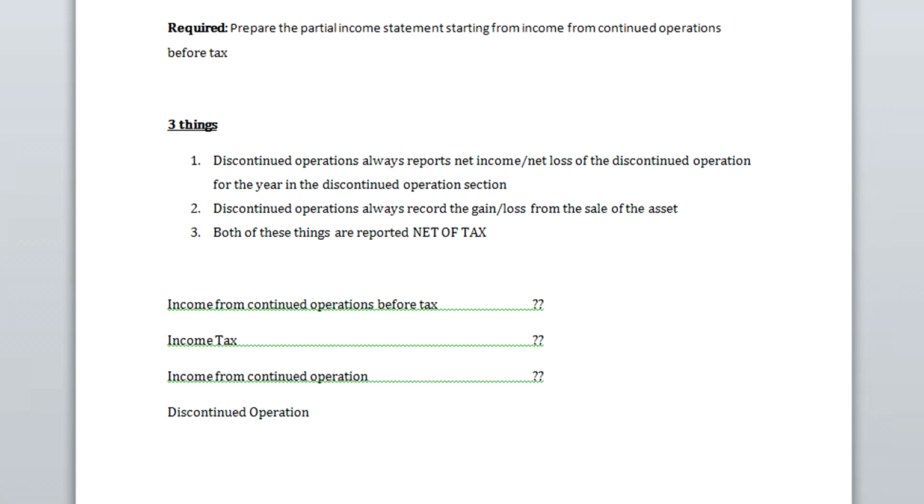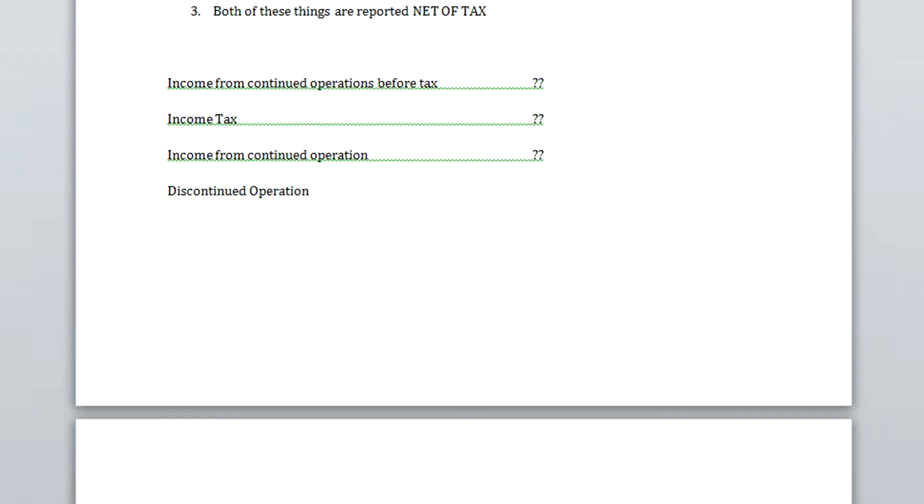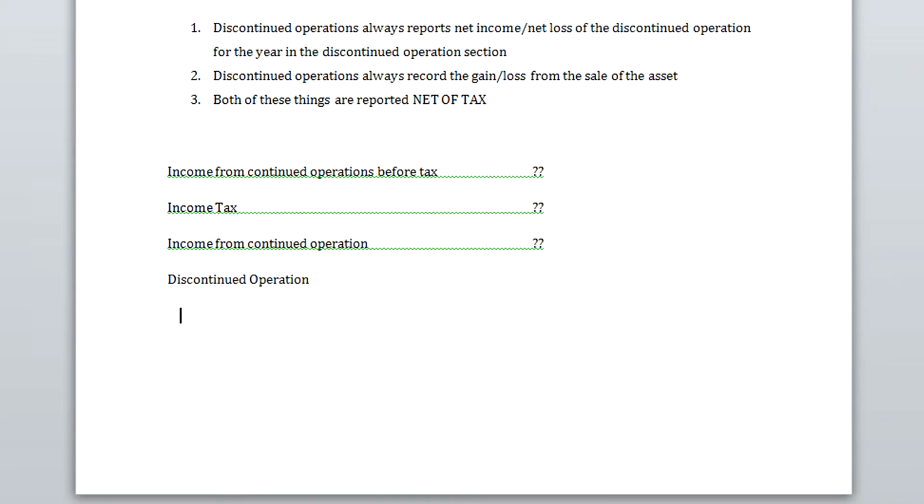So the first thing is net income / net loss for the year. And make sure that that's reported net of tax, okay? So what do we have up here? It says net income for Solware Corporation amounted to $67,000, okay? And then the after-tax loss from operations of the marketing division was $13,200. Okay, so there we go, right in the question. After-tax loss was $13,200. So it tells us exactly what it is.